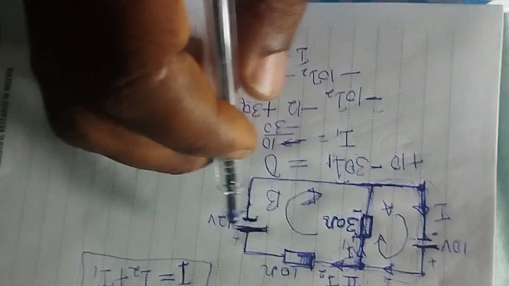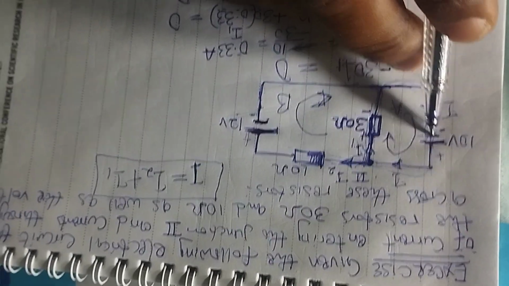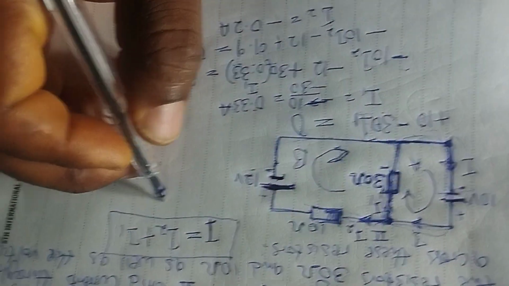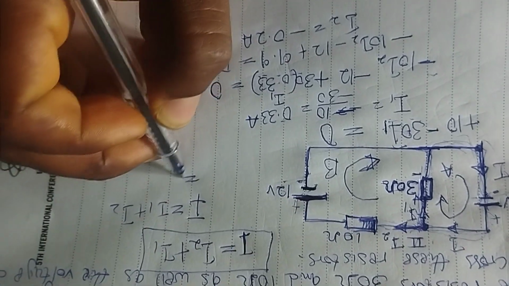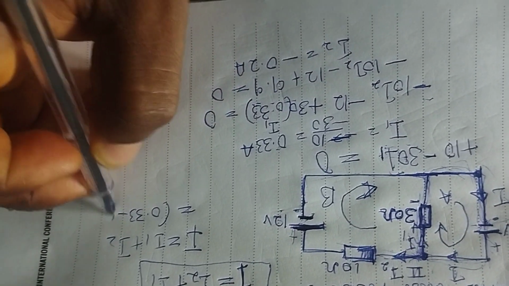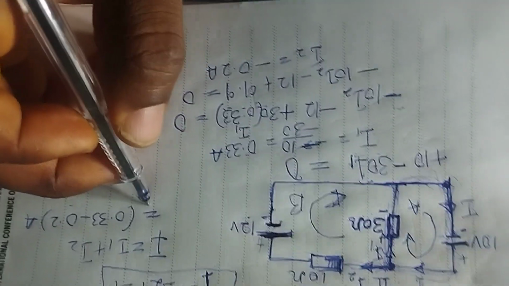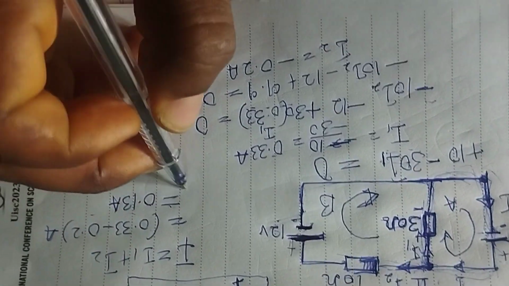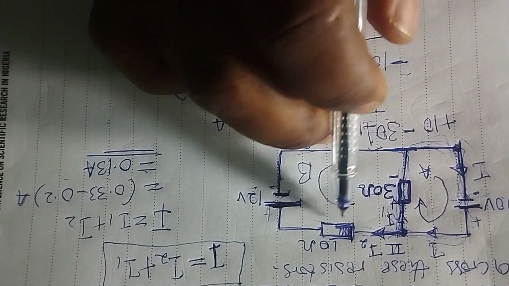And then from this first equation, I can get the value of the current leaving this particular 10 volts cell. This is the total current there. So my total current I is equal to I1 plus I2, which is equal to 0.33 minus 0.2 ampere. So 0.33 minus 0.2 will give me 0.13 ampere.